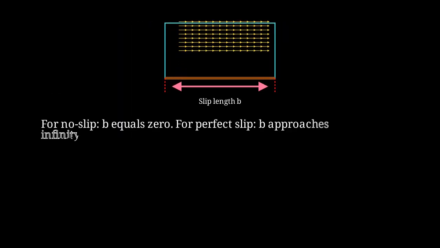In the classical no-slip case, b is 0. For perfect frictionless slip, b would approach infinity.